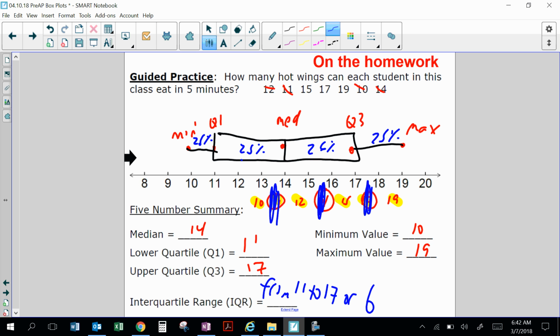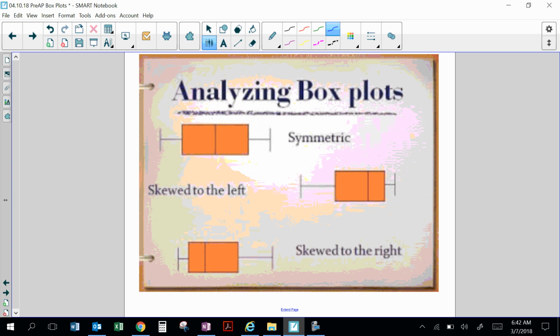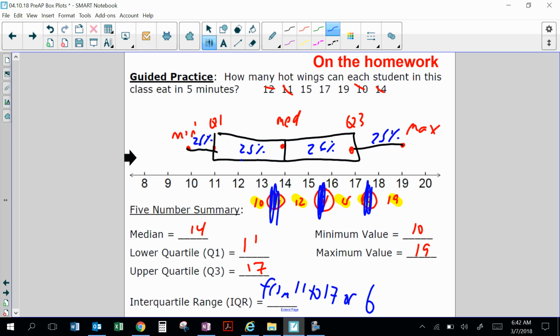Is this symmetrical, skewed to the left or skewed to the right? If you look at this, there's 3 here, 3 here. It's a little more to the right, but it's pretty fairly symmetrical. Not exactly, but if I had to estimate, it's closer to symmetrical than skewed to the left or skewed to the right.